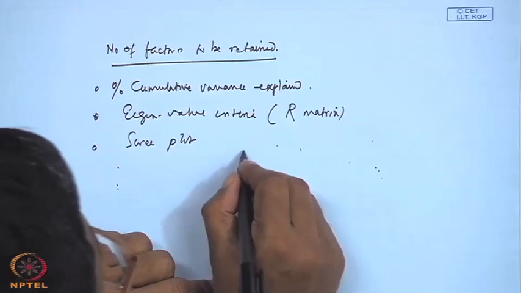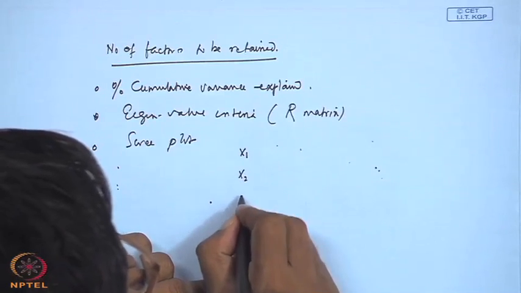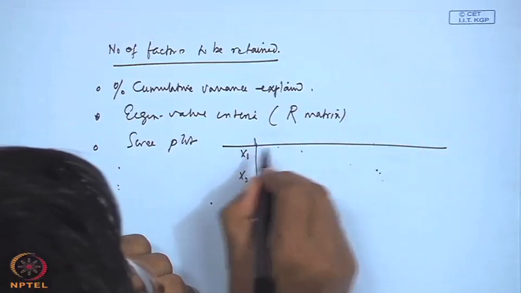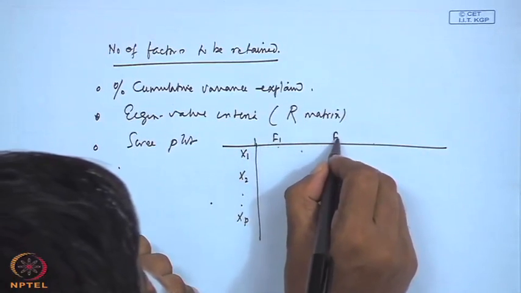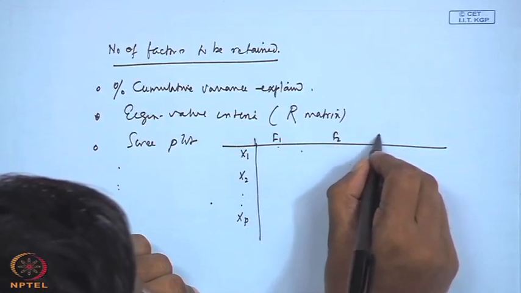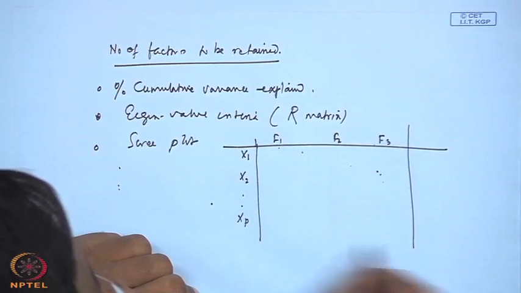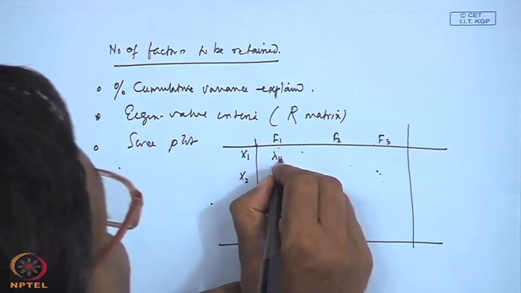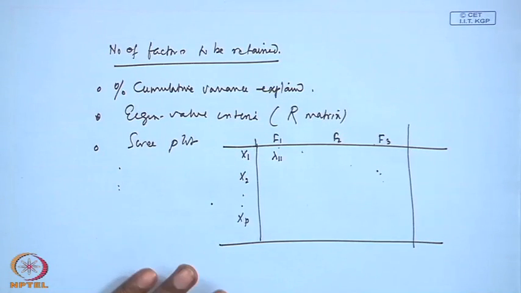For example, let us say we have p variables, you have extracted, let it be 3 factors, and you know the loadings.